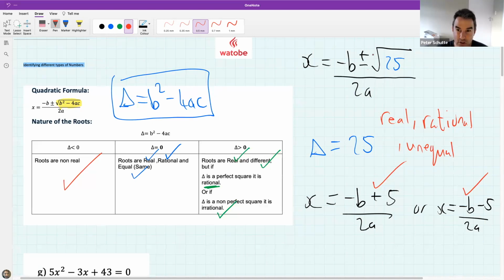If delta was not a perfect square, so let's say, what's a number that's not a perfect square? Let's say 17. 17, when it's square rooted, is going to be irrational. And so that causes both of the roots, the plus and minus root, to be irrational. And so that's why this perfect square, not perfect square thing comes into play.